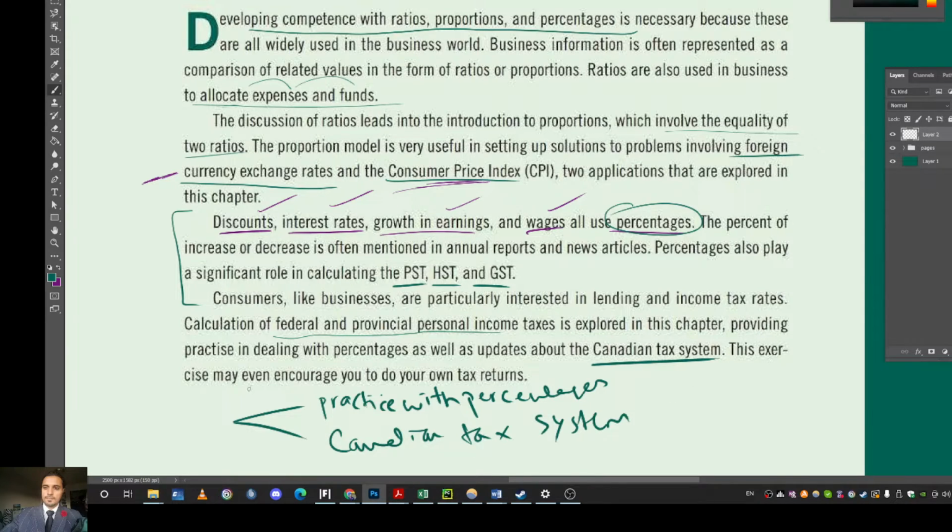The exercise may even encourage you to do your own tax returns, which is good because you won't have to pay all this money every year to somebody to do it. That's not to say you don't necessarily have to pay other people, but it would be interesting if you knew how to do it yourself. I don't know if we're going to go that far into this, but let's see what happens. The most important thing is that we are going to develop competence with ratios, proportions, and percentages. So we're going to spend some time learning about this.